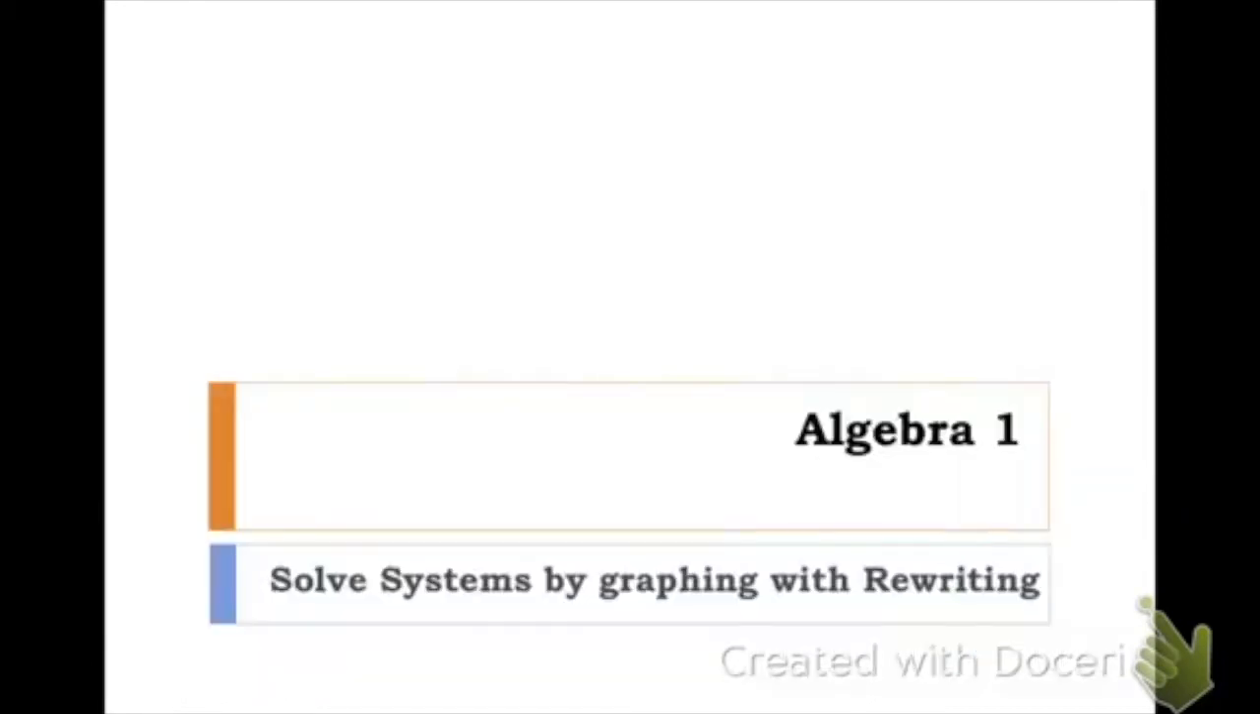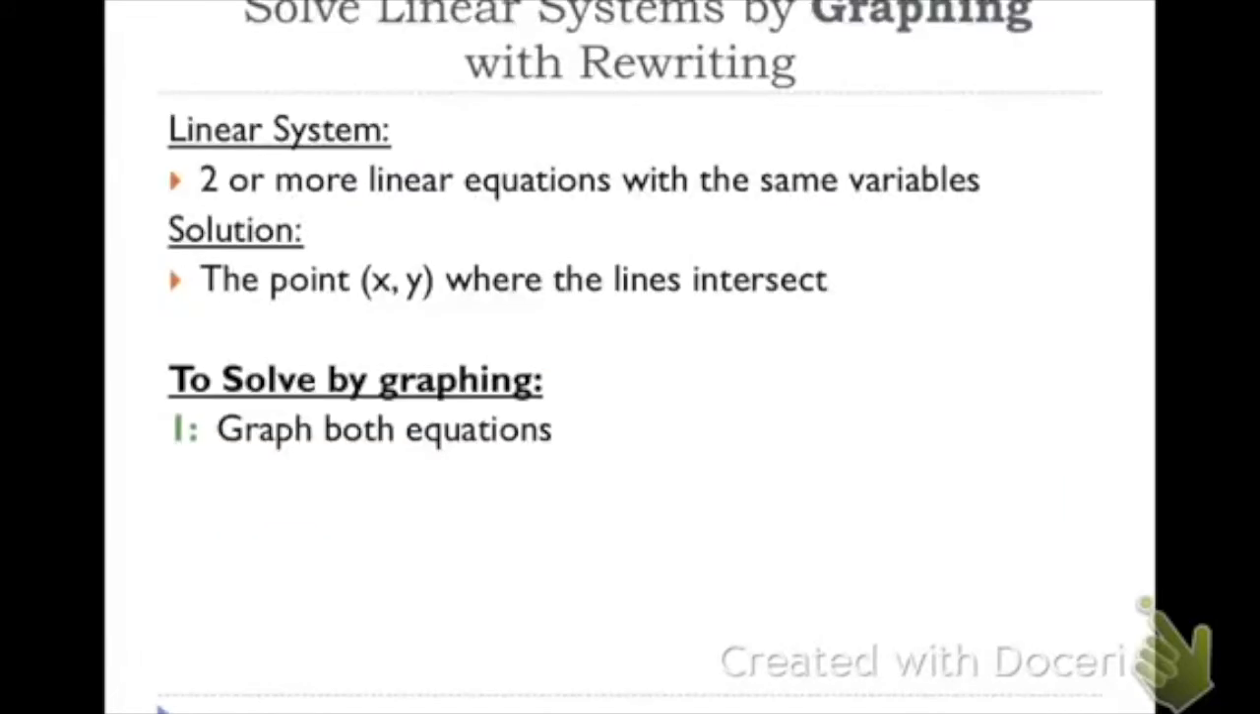Now that you know how to solve a system by graphing, the reality is that you're very rarely going to have two equations that are already in slope-intercept form. So we're going to go through just a quick example of what happens when your equations are not in slope-intercept form. Again, a system is where you have two or more linear equations with the same variables, and the solution is that xy pair where the graphs of the two equations intersect.